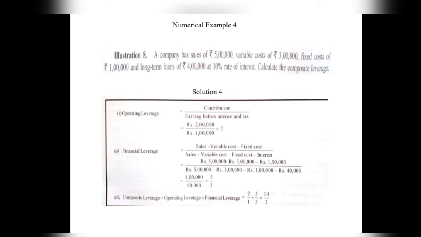Then we calculate the third point, that is composite leverage. So what is composite leverage? It is operating leverage multiplied by financial leverage. So 2 by 1 into 5 by 3, that is equal to 10 by 3. Or alternatively, composite leverage will be 2 into 1.67. So the composite leverage will be 3.34.